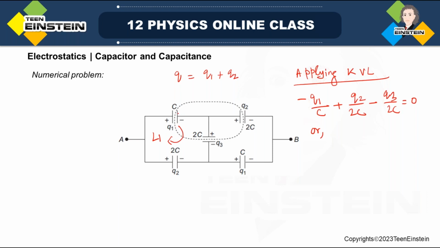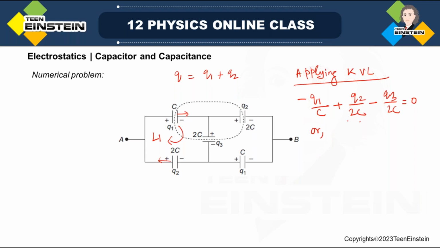When current or charge is coming out from the negative plate, that potential has to be taken negative. So here also we have taken the same thing: potential across this is negative. But here, charge is going out from the positive plate, so it is positive. Okay, Q2 by C2, this is positive, right?